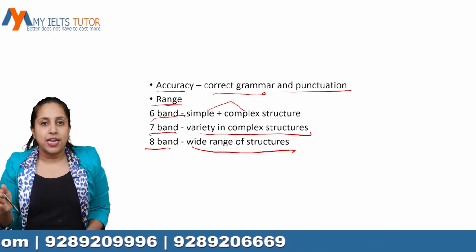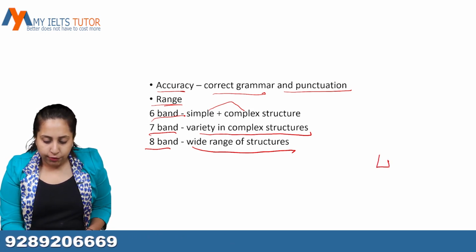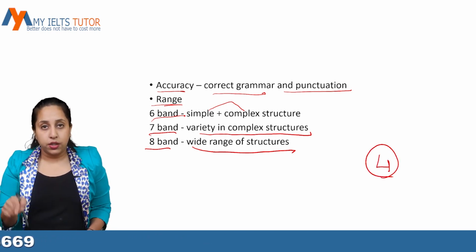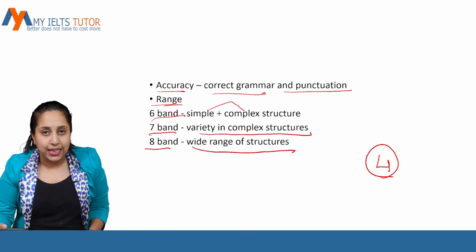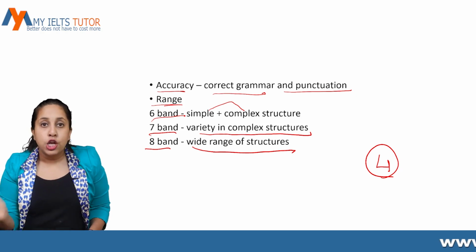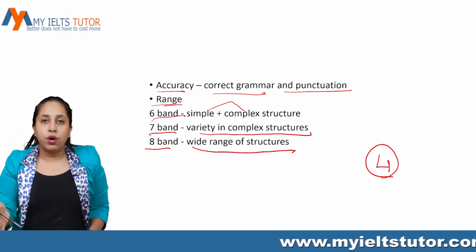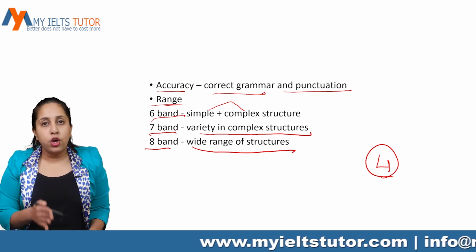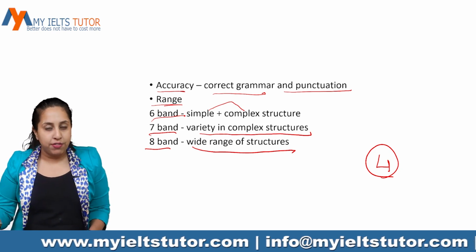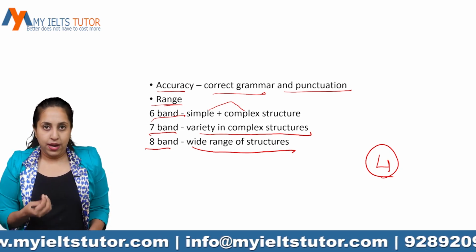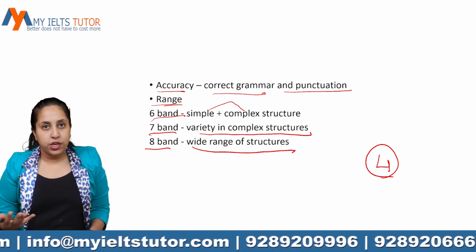In grammatical range and accuracy, because students don't give variety, they get stuck at 4. आपके ग्रामर में 4 से ऊपर बैंड्स नहीं आते क्योंकि स्टूडेंट्स वेराइटी नहीं दे पाते ग्रामेटिकल स्ट्रक्चर्स में. So you have to work on variety simultaneously, the way you're working on your accuracy. Simultaneously you need to work on the variety you give in your sentences, right? Which can help the examiner give you a good band score in your grammar.